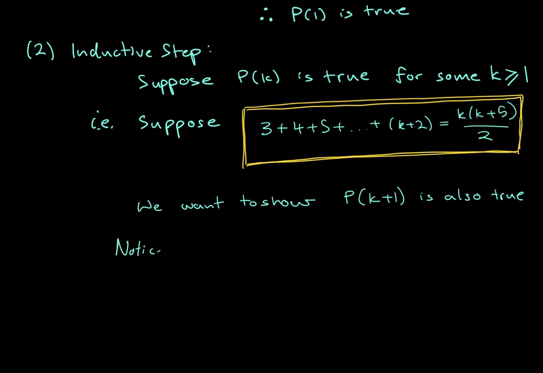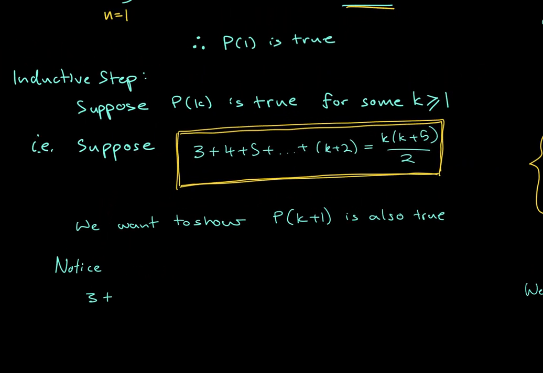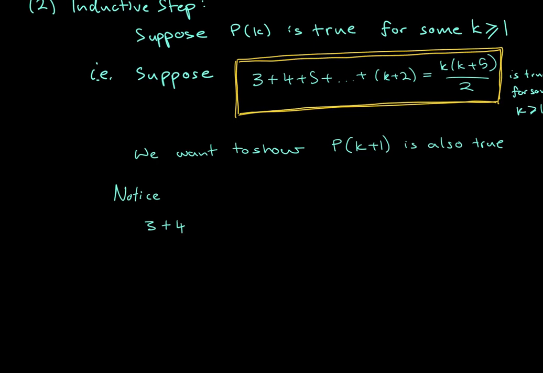Notice that 3 plus, and I should write this, is true for some k bigger than or equal to 1. Notice that 3 plus 4 plus 5 plus dot dot dot plus k plus 1 plus 2. Well, I'm hoping, I'll write this down. I think this is really important.